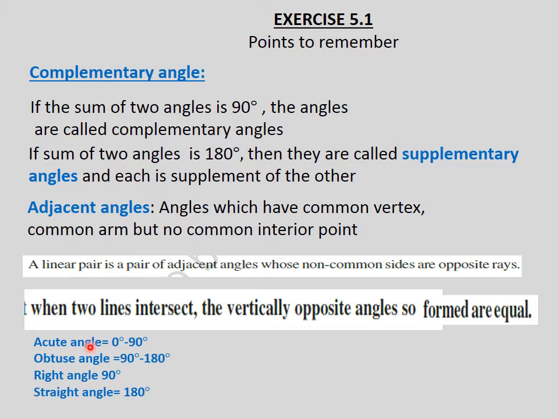Okay. Now you know that acute angle is 0 to 90 degrees. Obtuse angle lies in between 90 to 180 degrees. Right angle is 90 degrees. Straight angle is 180 degrees. Alright.